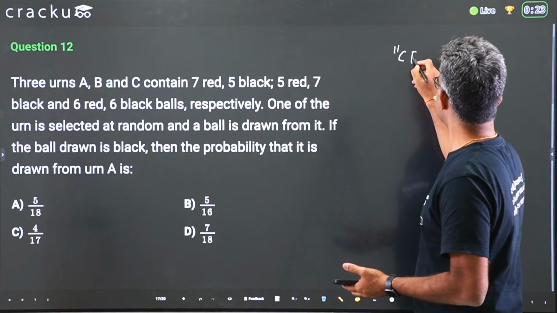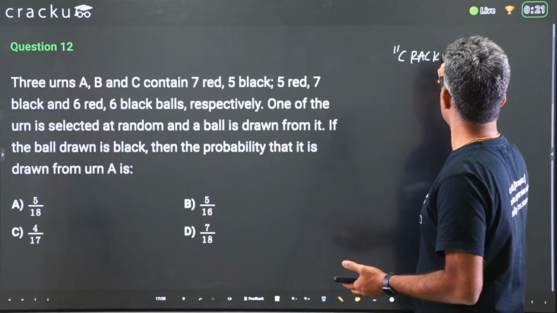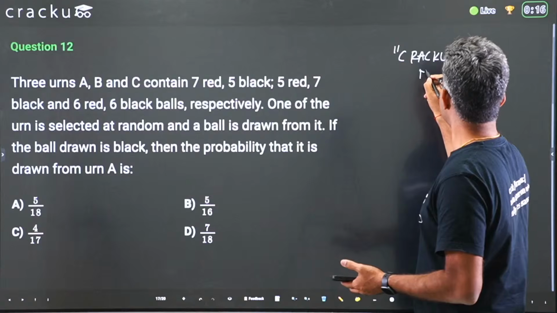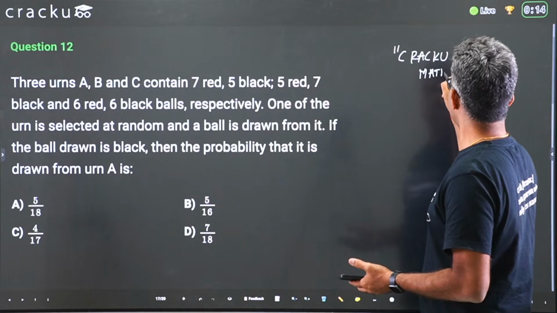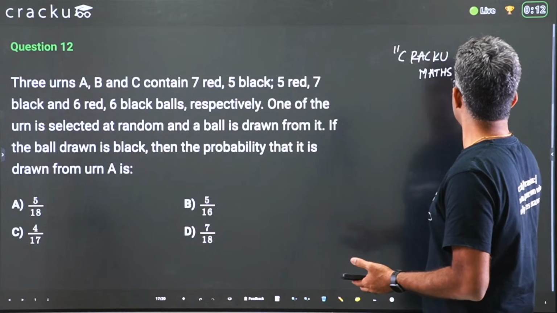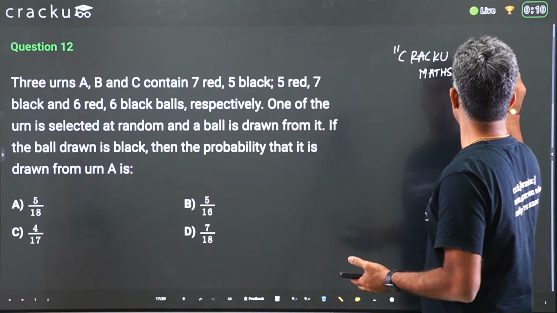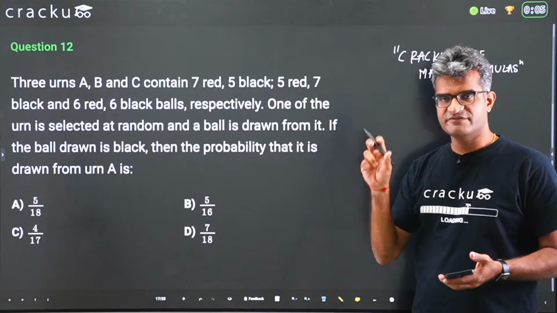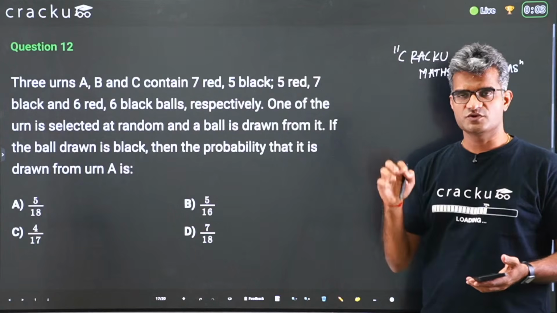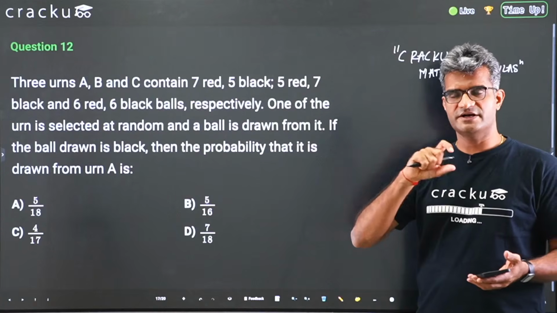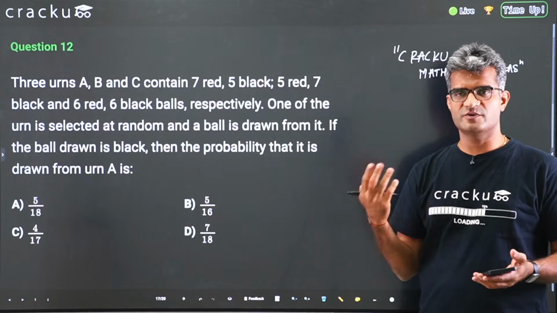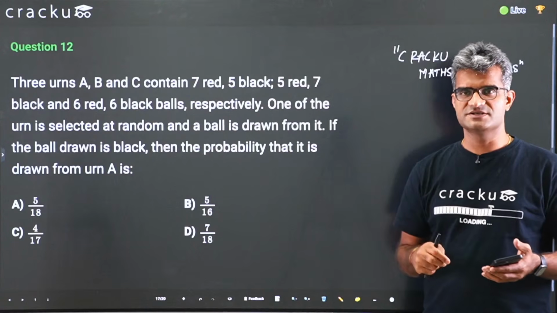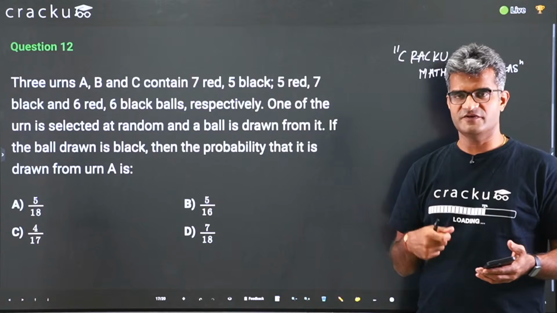You can Google search Cracku JEE maths formulas. Go and download this PDF. In that PDF, there will be a section for conic sections. So go to that part and try to understand the formulas. If you're not able to understand the formulas because not a lot of time is left, at least try to remember the formulas. That at least will be one step ahead.